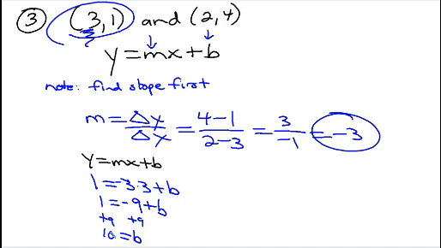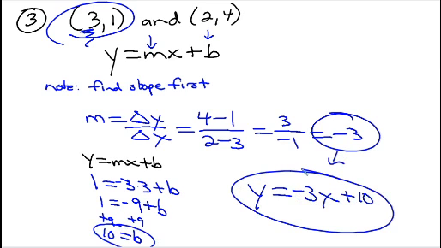We're finally ready to write the equation. My final answer, y equals, the slope is negative 3x plus 10. So when you get a problem where they give you 2 points like this, find the slope first. And we will stop there for today.